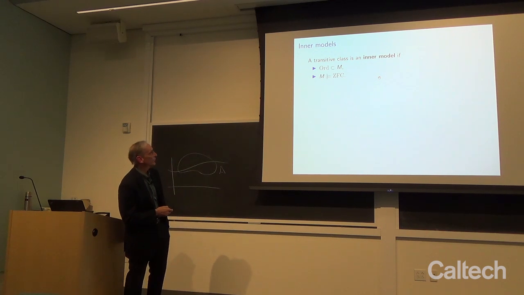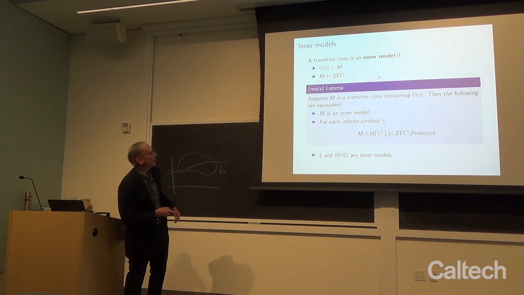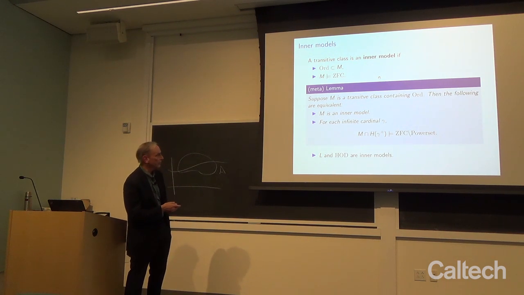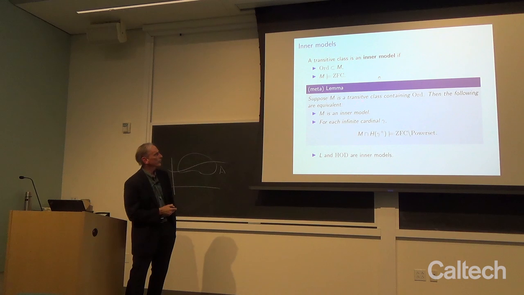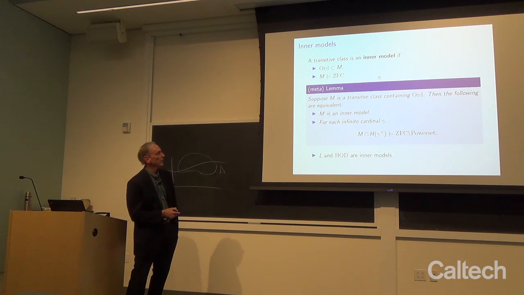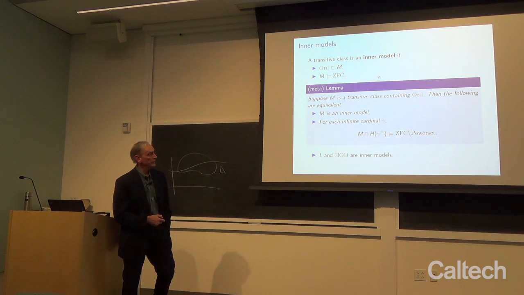Now that's not first order. But there's a nice equivalence, a surrogate definition, which is first order. Suppose M is a transitive class containing the ordinals, and I'm thinking of a definable class. Then the following are equivalent. First, M is an inner model. And second, for every infinite cardinal gamma, M intersect H(gamma^+) satisfies ZFC minus power set.